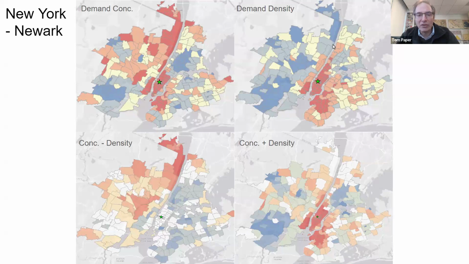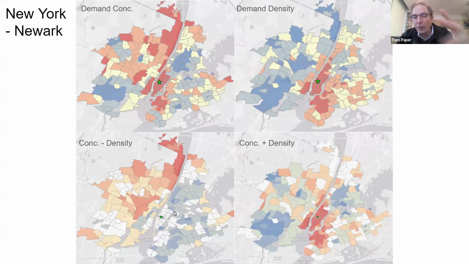Okay, so now let's look at where the differences are, and that's in the lower left. So we took the quintiles. Each one of the maps in the upper left has 5 categories. And in the lower left, we've taken whichever quintile they were for concentration, and we've subtracted out the quintile that they were in for density. And so you can see now where the biggest differences are, where concentration was high and density was low. And where it's white, it means there was no difference.